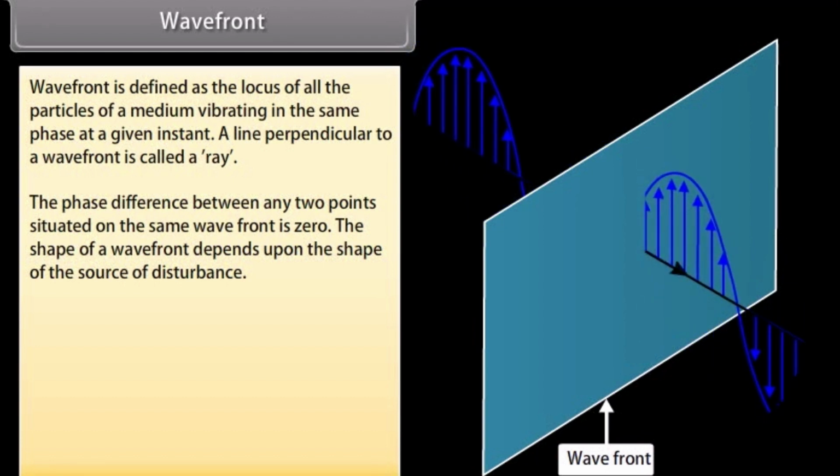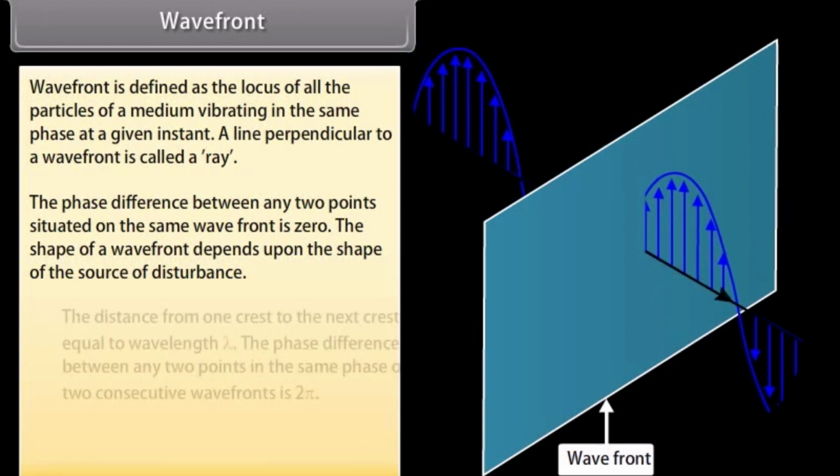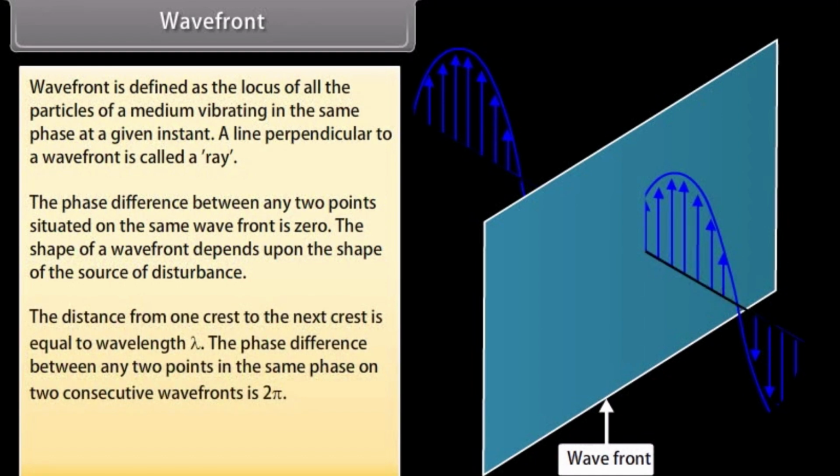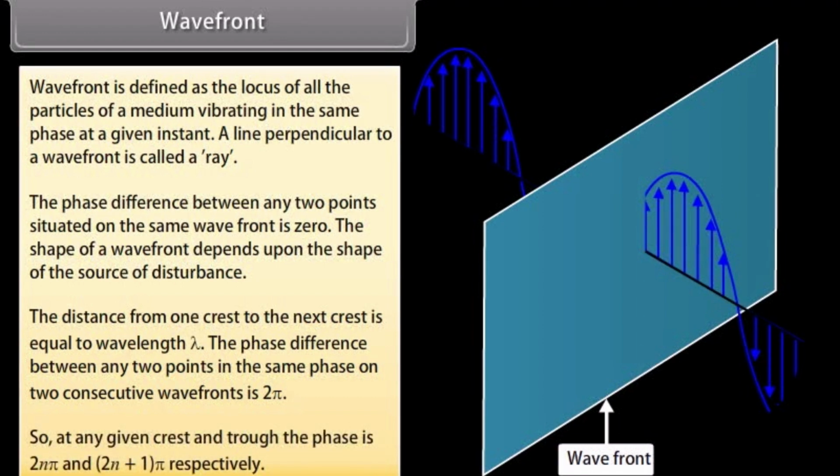The shape of a wave front depends upon the shape of the source of disturbance. The distance from one crest to the next crest is equal to wavelength lambda. The phase difference between any 2 points in the same phase on 2 consecutive wave fronts is 2 pi. So, at any given crest and trough, the phase is 2n pi and (2n plus 1) pi respectively, where n is an integer.